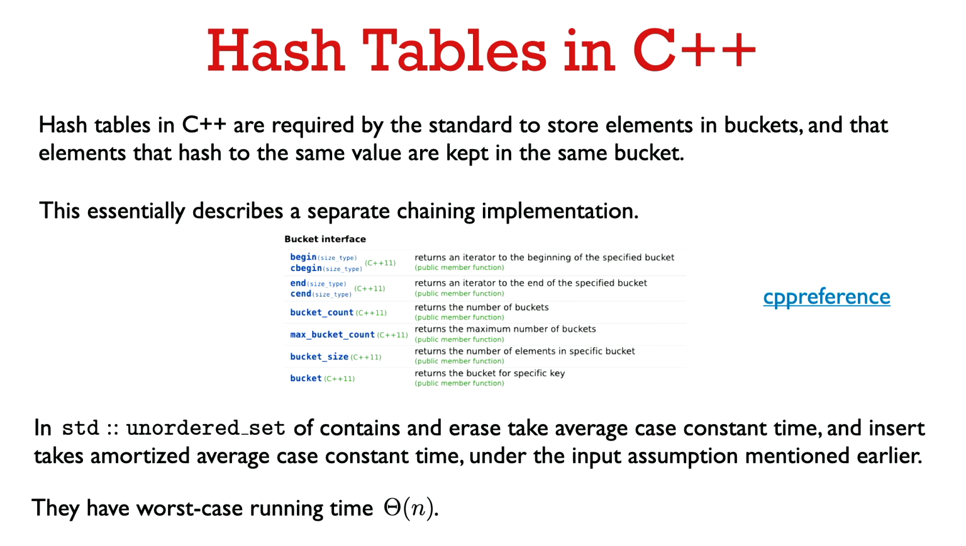So because standard unordered set maintains a collection of unique keys, it has to do a search operation before insertion. So all of insert, contains, and erase have worst case running time theta of n. And again, the worst case is where all n elements just end up being hashed into the same bucket.